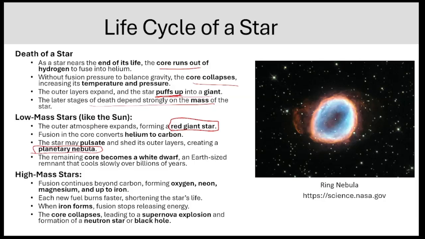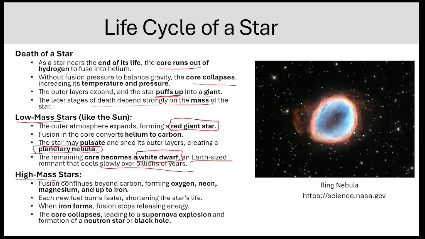And since these outer layers are shed from the core, the core will be converted into a white dwarf, and eventually these white dwarfs will cool slowly, and these white dwarfs are approximately earth sized, and eventually they will cool over billions of years. And this is the case for low mass stars.